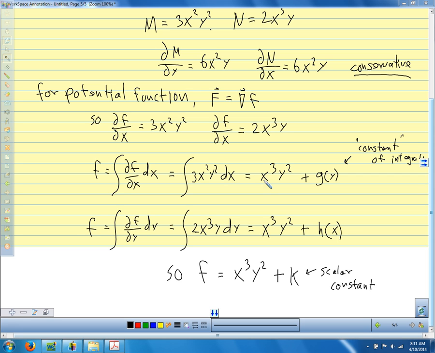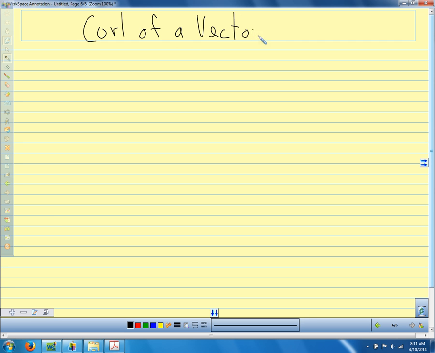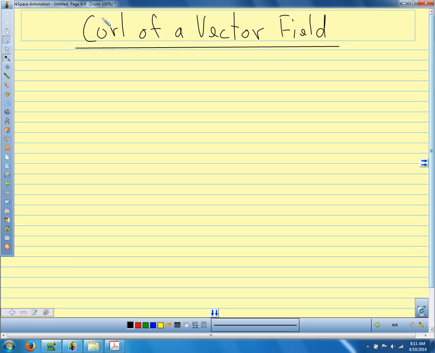All right, so let's talk about the curl of a vector field, and then we'll talk about our test for conservative vector fields in space. So the curl of a vector field. Curl is another one of those terms where we will talk about what it is, we'll calculate it, but to give it an interpretation, we really need to wait almost until the end of the chapter, and we'll have an interpretation of the vector of the curl.